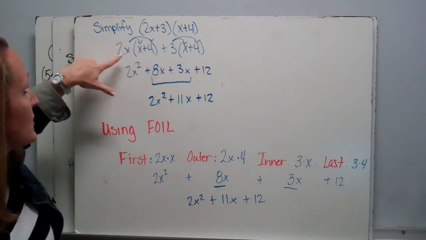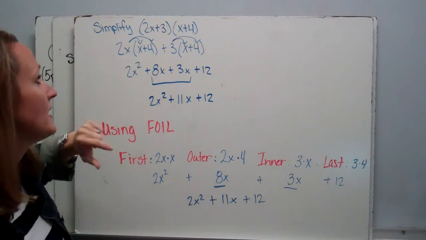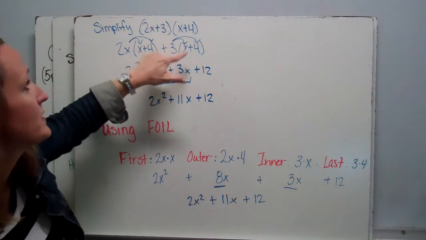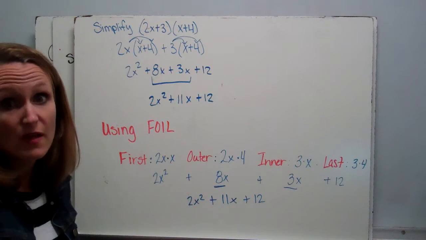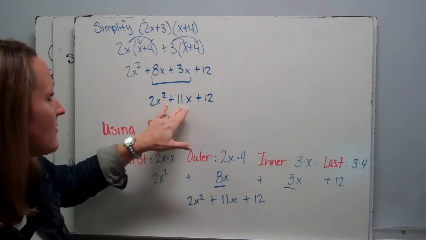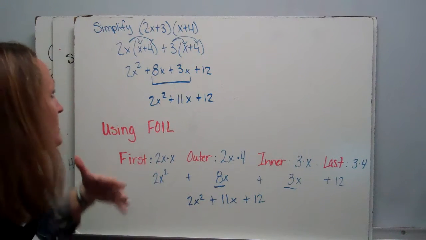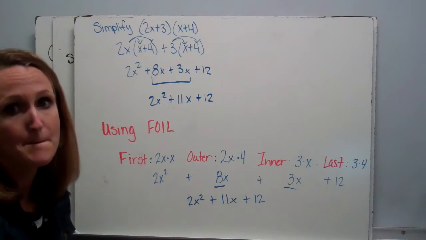So after we do this first one, 2x times x, we get 2x squared. 2x times 4, we get 8x. Plus, we get 3 times x, or 3x. 3 times 4, we get 12. Then we combine our like terms, so our 8x and our 3x, which gives us 11x. Our answer is going to be 2x squared plus 11x plus 12.